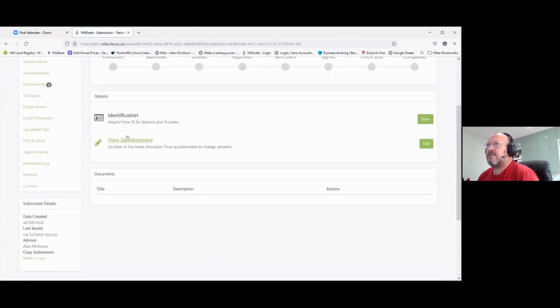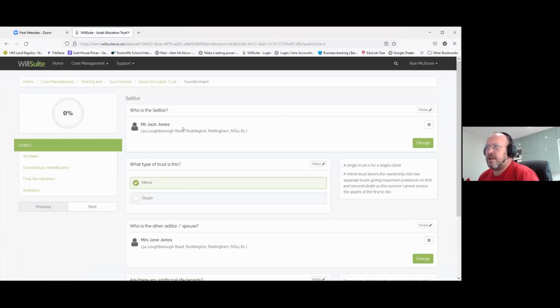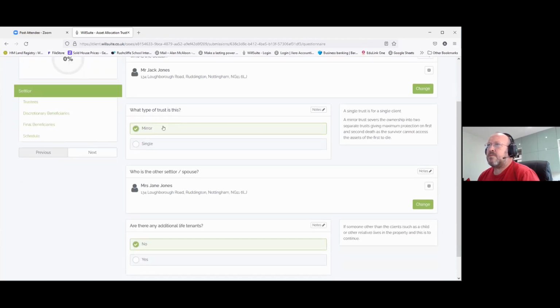Right, so view the questionnaire. So who's a settlor? This is just add a person. It's very straightforward in the standard will suite software. What type of trust is this? It's either a mirror, which means it's a couple, they get one trust each, or it's a single for a single person. We don't do joint trusts. It has to either be a mirror, which is one each, or single for a single person.